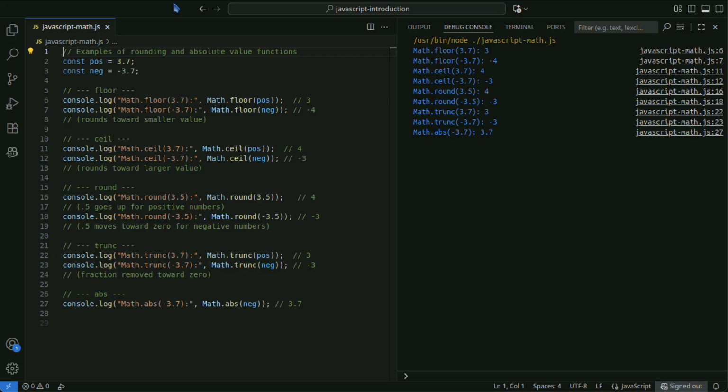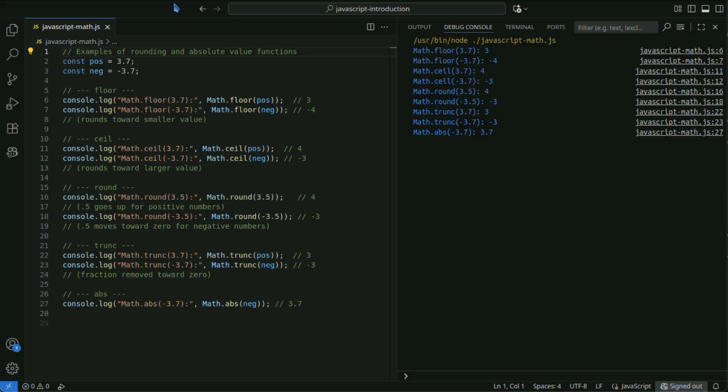Math.floor rounds towards the smaller direction for negative numbers, so -3.7 becomes -4. Math.ceil rounds towards the larger direction for negative numbers, so -3.7 becomes -3. Math.round rounds 0.5 up for positive numbers, and for negative numbers, it rounds towards 0. Negative numbers can produce results that differ from intuition, so it is important to clearly understand in which direction numbers are being rounded.